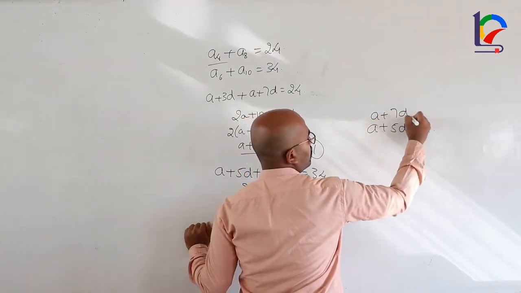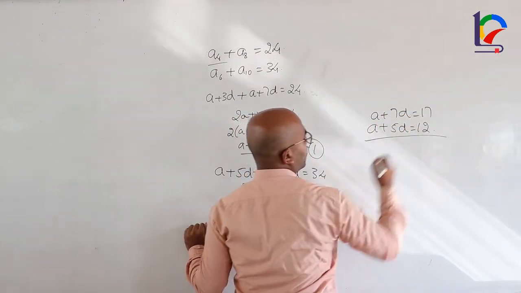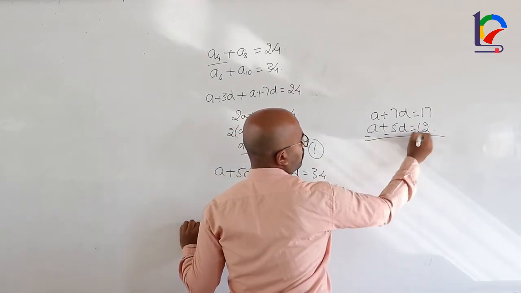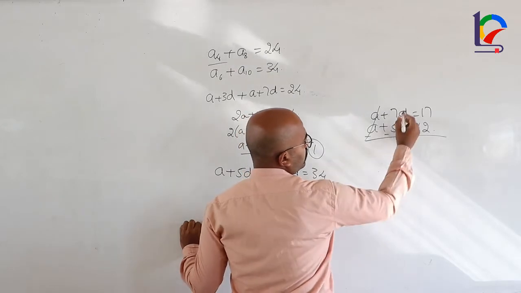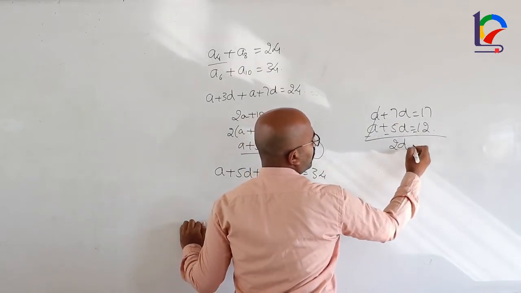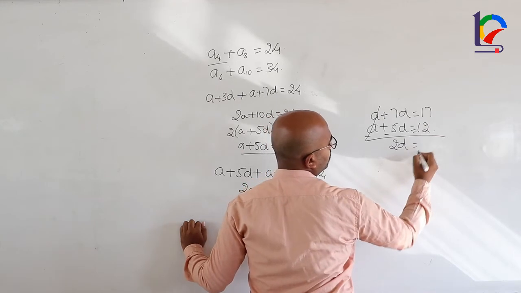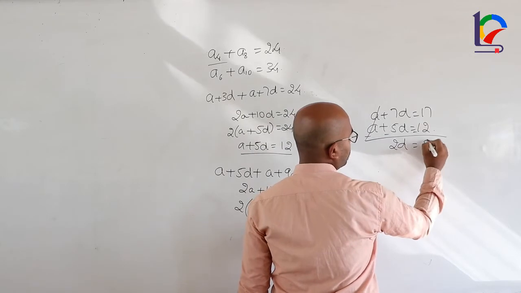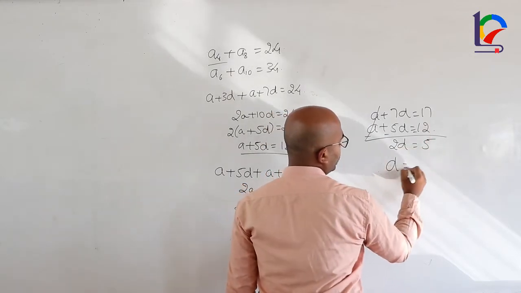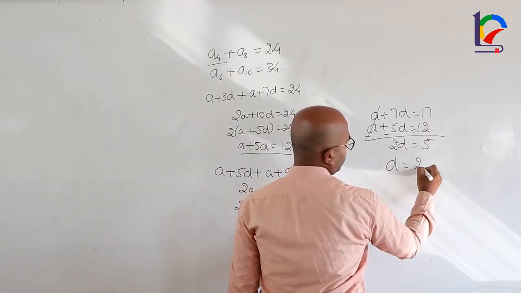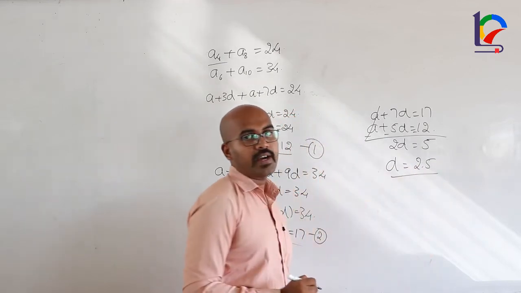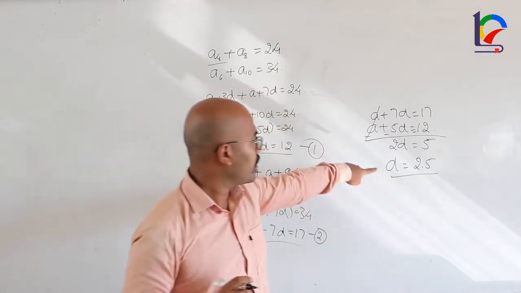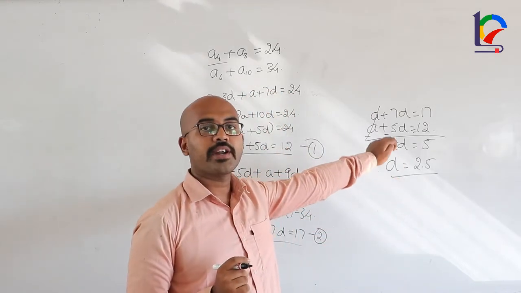a plus 7d is equal to 17. On subtracting, the a gets cancelled. So 17 minus 12 is 5, which equals 2d. So what is the value of d? It is 5 by 2, that is 2.5. I got the common difference, that is 2.5.